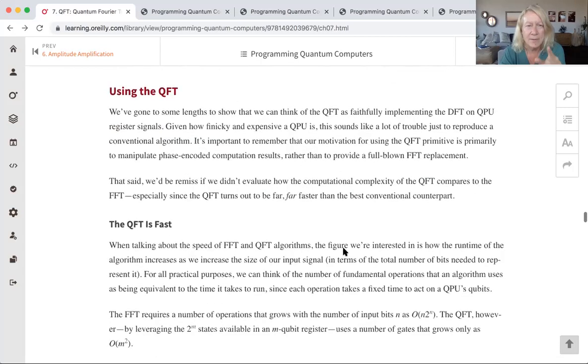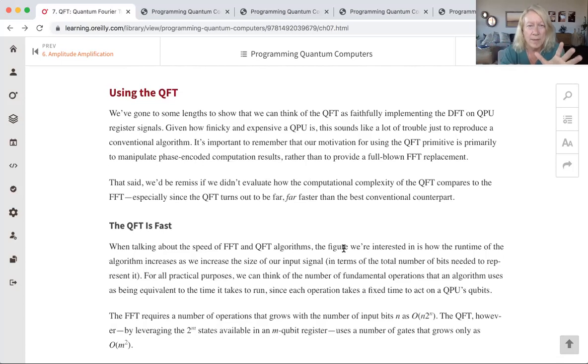And then this is the sort of killer thing here. Like, why are we doing this, right? So basically they showed us that the QFT is implementing a DFT on a QPU. And then they're saying, okay, it's finicky, so why are we doing this? And then they say it's important to remember that our motivation is primarily to manipulate phase encoded computation rather than to provide FFT. So here's where the pedal hits the metal. The computational complexity of QFT compares to the FFT, since the QFT turns out to be far, far faster.